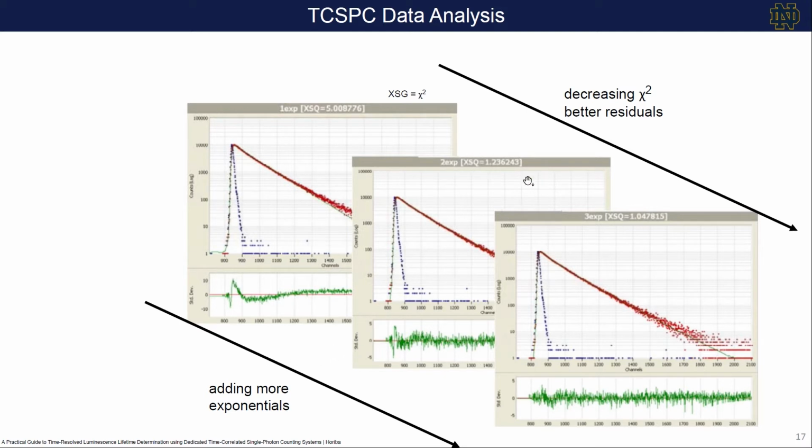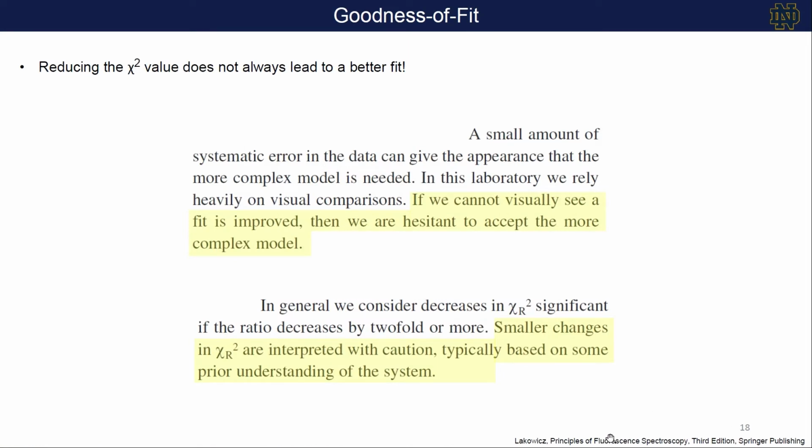And then when they actually fit it with a tri-exponential, the chi-squared did go down a little bit more, and the residuals do look pretty randomly distributed. But again, you have to ask yourself, is this physically relevant? Is there meaning to this? And in Lakowicz's Principles of Fluorescence Spectroscopy book, which is sort of the Bible of fluorescence spectroscopy, they specifically mention reducing the chi-squared value does not always lead to a better fit.